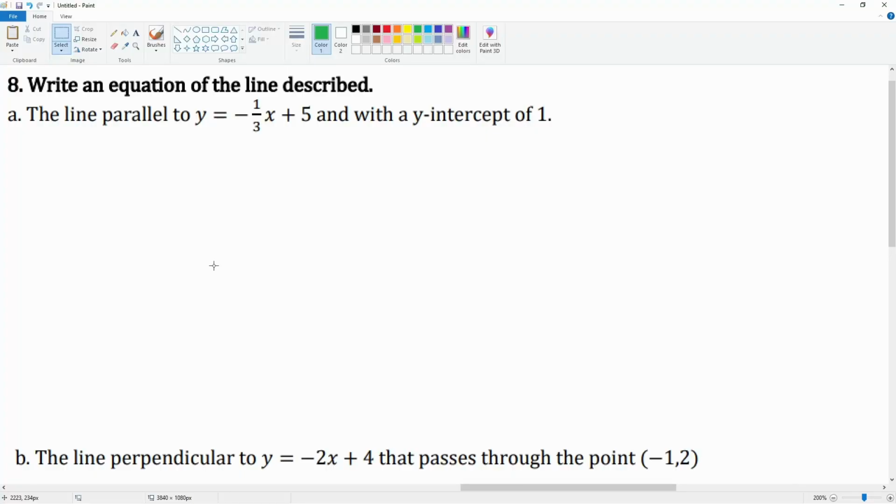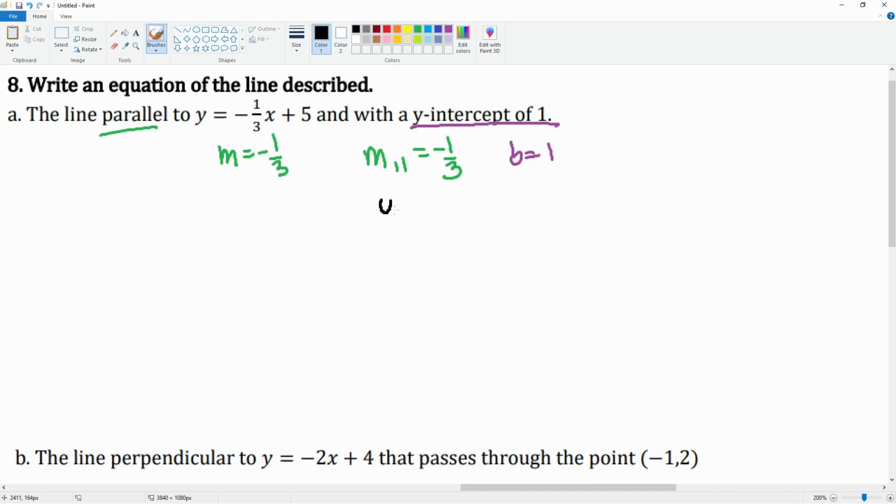Number 8. Write an equation of a line that is described here. A, the line parallel to y equals negative 1/3 x plus 5 with a y-intercept of 1. Well, if we know that it is parallel, the slopes have to be the same. The slope here is m equals negative 1/3. So the parallel slope, m parallel, has to be the same, negative 1/3. The new line has to have a y-intercept of 1, so b is equal to 1.